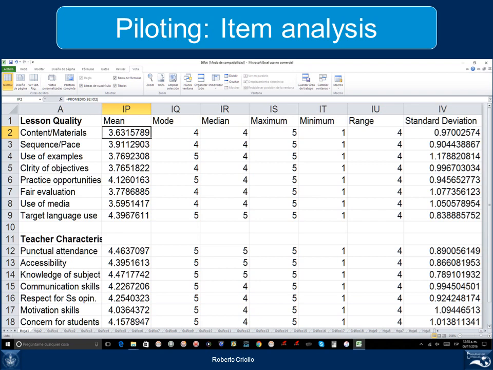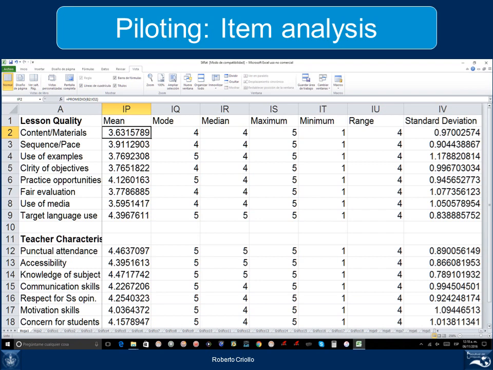We can do the same then for the teacher characteristics, and then we will see that the highest standard deviation was the one for concern for students' success and motivation skills. So there were a lot of differences in opinions. But if you see, for example, in the case of knowledge of the subject, we can see that there are fewer differences in opinions. That means that the results of the mean can be very reliable in this case.